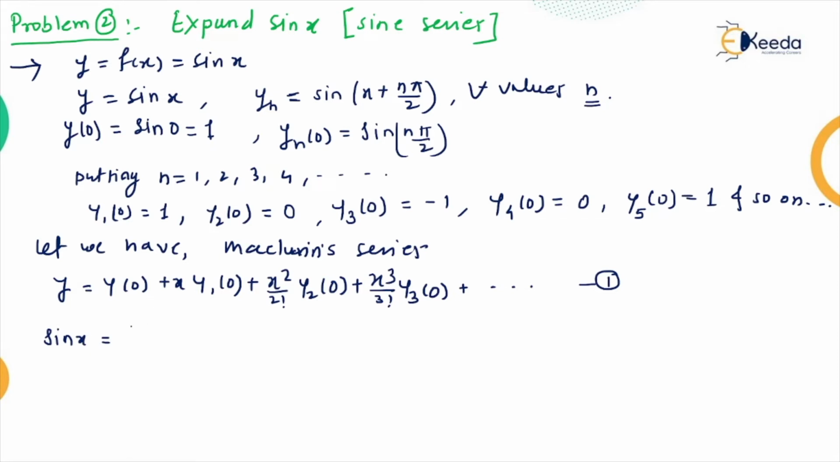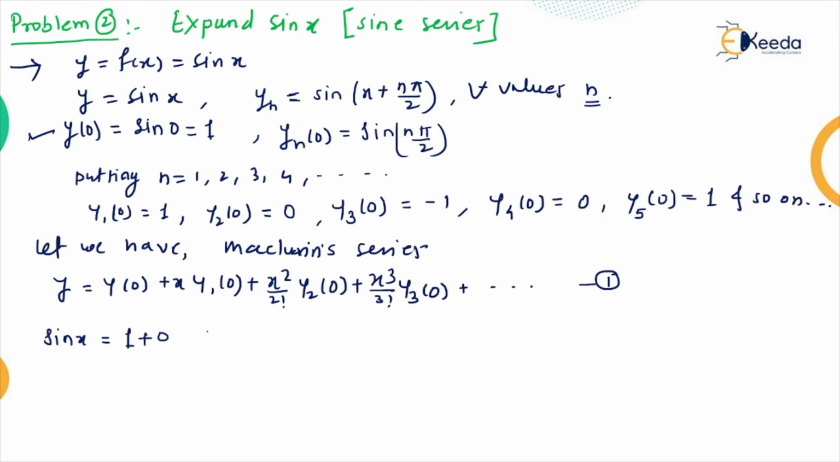y of 0, clearly you see, is 1. Plus the next term, y2 of 0, becomes totally 0, so the second term is 0. Plus the next term, the third term, y3 of 0.